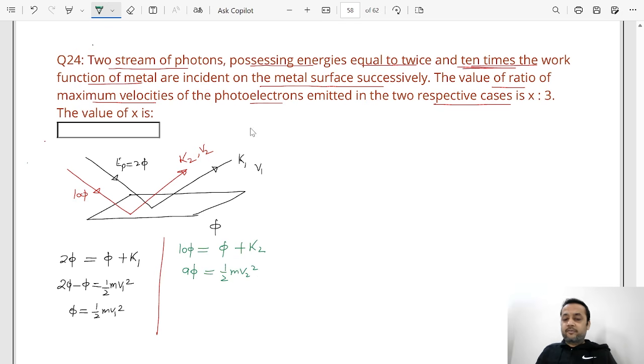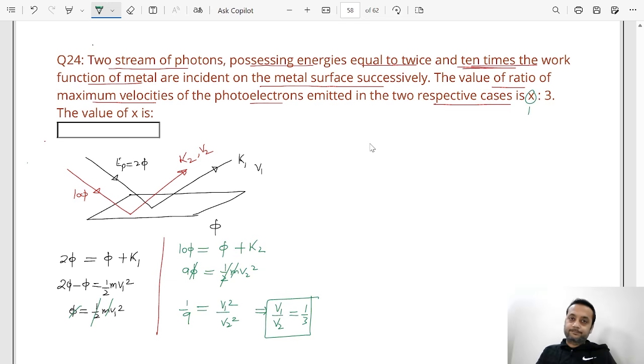Now we have to find the ratio of v1 to v2. If I divide the first equation by the second equation, we will get phi upon 9 phi, which is 1 by 9. Half m will be cancelled. So this will be v1 square upon v2 square. That means v1 by v2 will be 1 by 3. Hence the value of x will turn out to be 1.